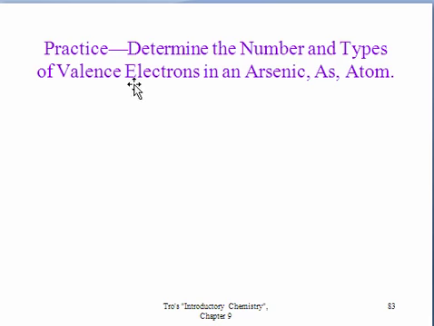Okay, so determine the number and types of valence electrons in an arsenic atom. Not exactly sure what they mean by type, but just write out the electron configuration and see if you can figure out how many valence electrons arsenic has.